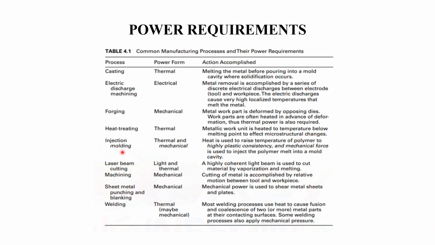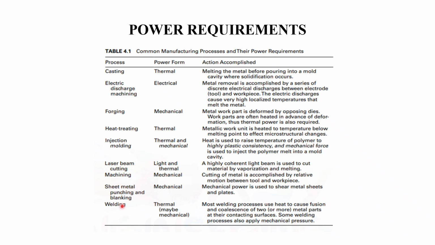And next is injection molding, thermal and mechanical. The heat is used to raise the temperature of the polymer to a highly plastic consistency, and mechanical force is used to inject the polymer melt into a mold cavity. Next is laser beam cutting, light and thermal and mechanical. A highly coherent light beam is used to cut the material by vaporization and melting. Cutting of metal is accomplished by relative motion between tool and workpiece.